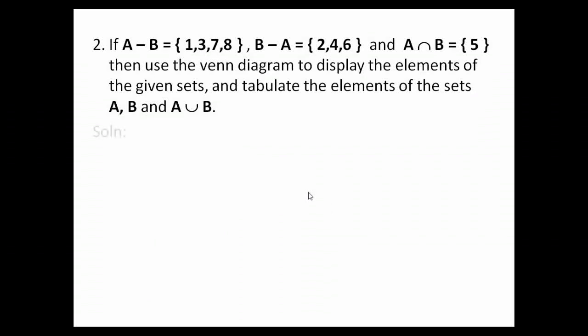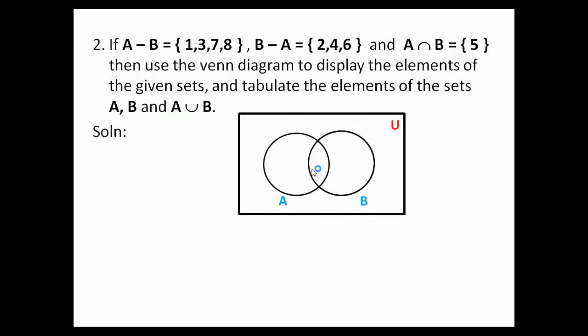So let's make the Venn diagram. So here we have A and B. We made it overlapping. Why? Because we have A intersection B, one element that is common. And A minus B means the elements that are present only in A and not in B. So what are the elements that are present only in A? This region will be the elements that are present only in A. So let's present it: 1, 3, then 7, then 8.